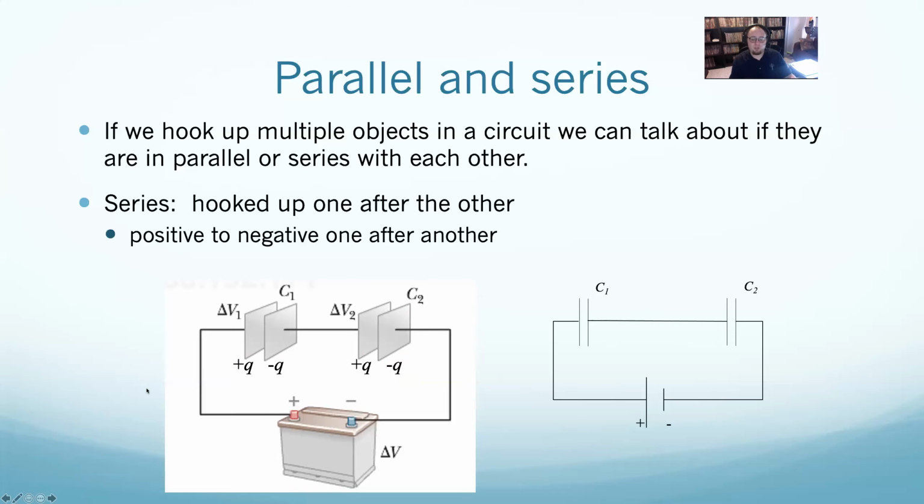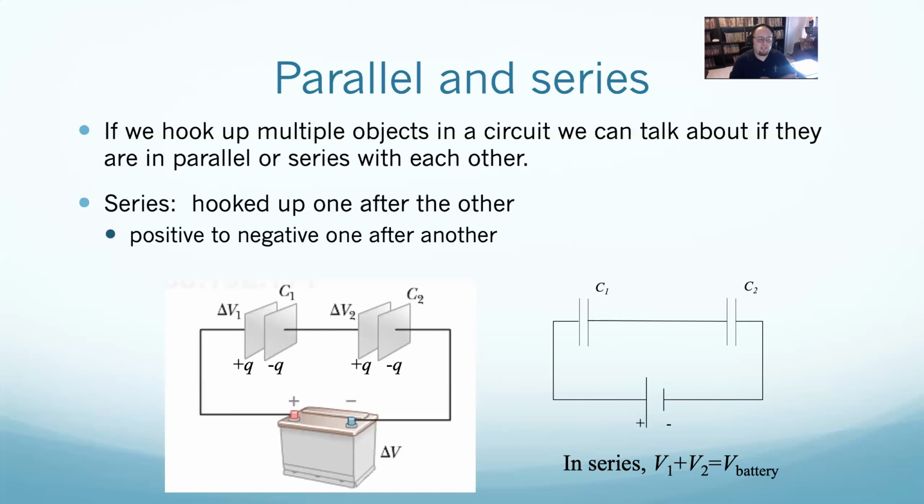Now, of note, the potential difference of the battery will be split between both capacitors. That the potential difference on capacitor 1 plus the potential difference on capacitor 2 will equal the potential difference of the battery. They don't each get the amount of the battery, but it gets split evenly.